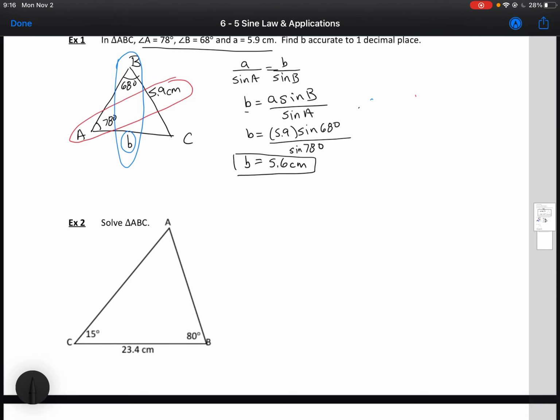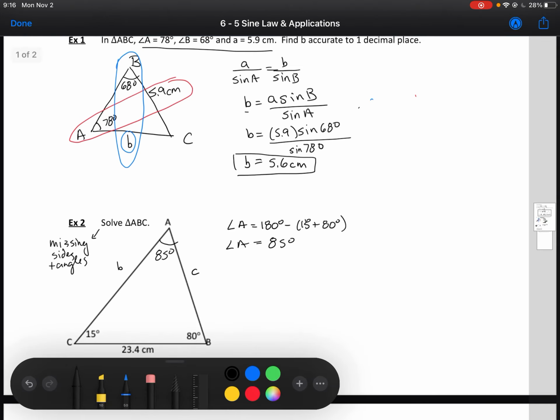Let's look at another example. Now I'm asking you to solve the triangle. So remember, to solve means to find all the missing sides and angles. So in this case, we're trying to find three things. We've got angle A, we've got side b, and side c. Let's start off with angle A, recalling that all three angles in a triangle add up to 180 degrees. So I can use that fact to solve for angle A, and I'm going to get 85.